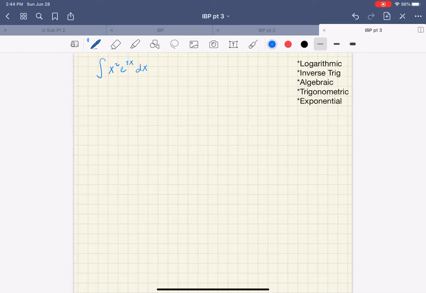So let's begin like we've been starting. Okay, so now we have to choose which ones are f and then which ones are g prime. We have x squared, which is algebraic, and we have e to 3x, which is exponential. Therefore, our algebraic would be f, and then the other one must be g prime. And then we plug it into our formula that we know and love, which is fg minus the integral of f prime g.